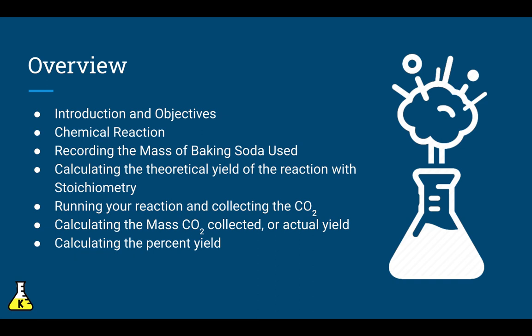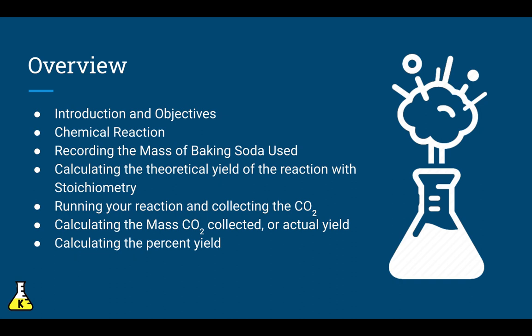Let's start this video with a quick overview of the kind of things we're going to be talking about. We're going to start with a rundown of the introduction and objectives of the experiments. We're then going to dive into the actual chemical reaction itself. Once we understand the reaction, we'll dive right into the actual procedure. Our first order of business will be recording the mass of baking soda that's used. We'll then use that mass to calculate the theoretical yield of our reaction using stoichiometry.